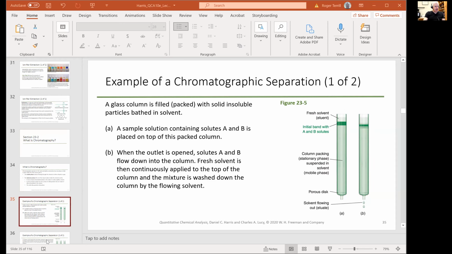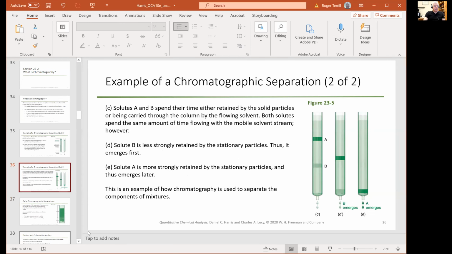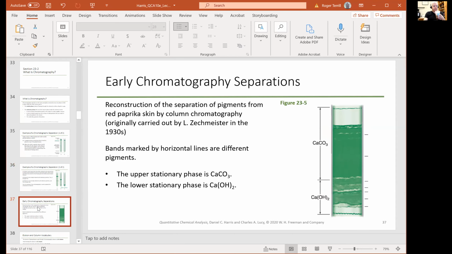And the idea here is that any molecule with stronger, i.e. more permanent interactions, or less impermanent interactions, with the column will be retained more. So the first to elute or emerge is the solute that's more soluble in the solvent. And the later one to emerge is the less soluble.